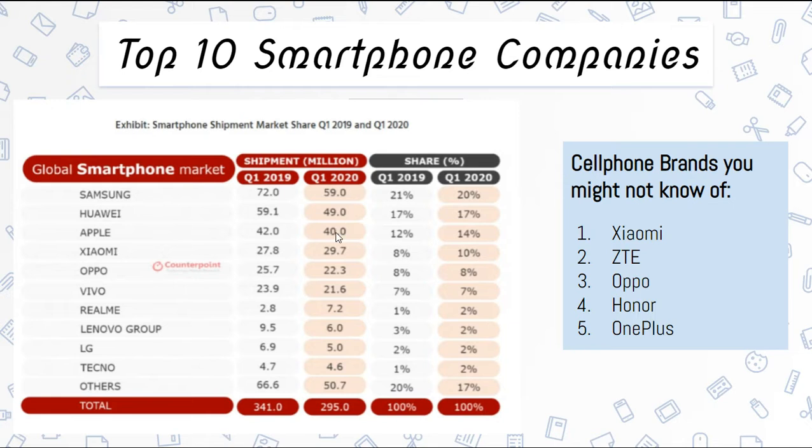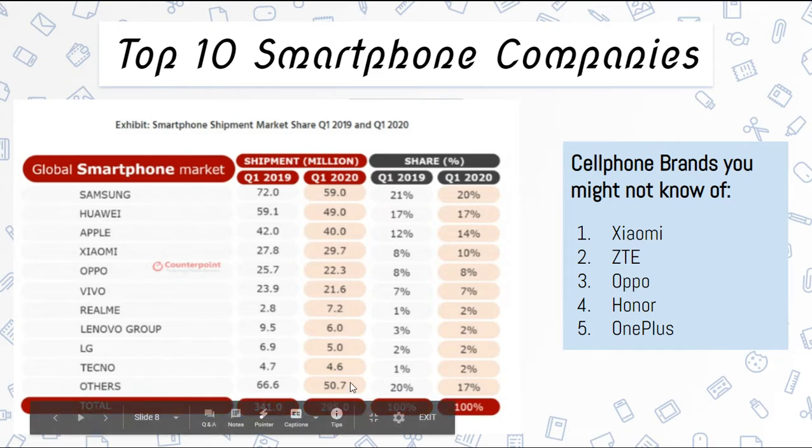One also must bear in mind when cell phones are released. Often with Apple, their new phones are released towards the end of the third quarter or in the fourth quarter of a year, and so in the first quarter they might not be selling as many, whereas Samsung releases their new devices in the first quarter of the year. Xiaomi 29.7 million, Oppo 22.3, Vivo 21.6, going all the way down.